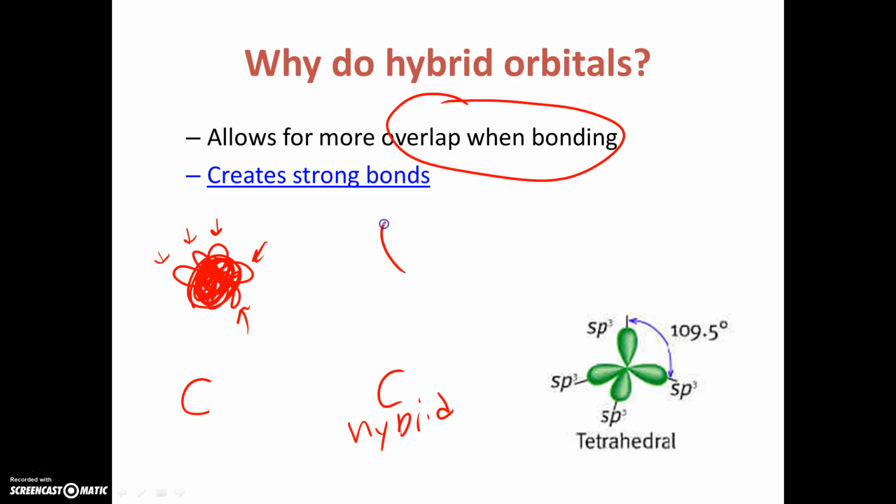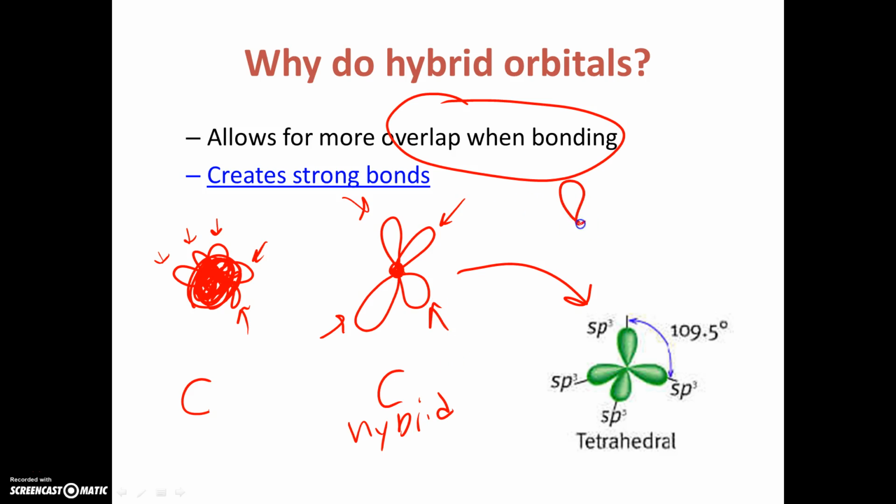If you do hybridized carbon, that's where I take the s's and the p's and I kind of hybridize them together. That's when it looks like this. You can see there's so much more overlap area that we can do. If you overlap this orbital with this one, you can see it makes a lot more overlap rather than just a little piece that might be sticking out over here.